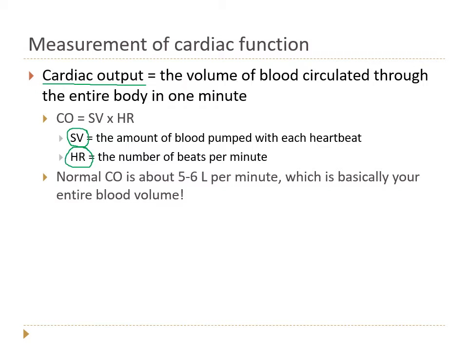Now, normal body blood volume, if I were to open up my blood vessels and drain all my blood out into a bucket, I would fill probably about 5 liters. So you basically circulate your entire blood volume through your body about every minute, which is kind of interesting to think about. So we have this neat formula that cardiac output equals stroke volume times heart rate. What are the things, however, that influence stroke volume and heart rate?